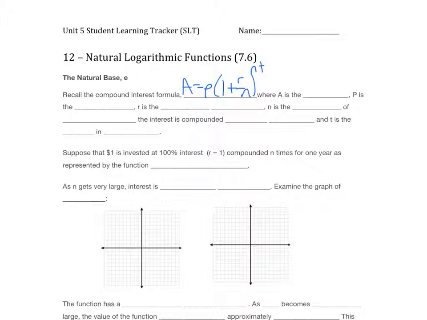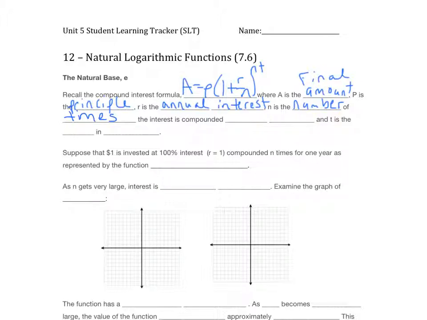And when we look at that, A is the final amount, P is the principal, so what you start with, r is the annual interest, n is the number of times the interest is compounded per year, and t is the time in years.